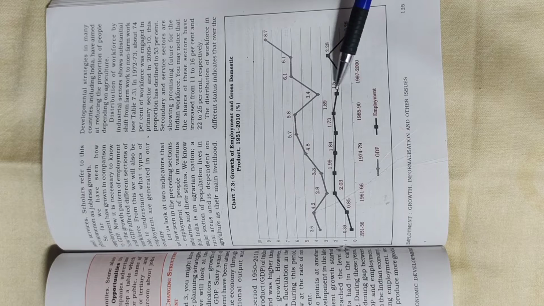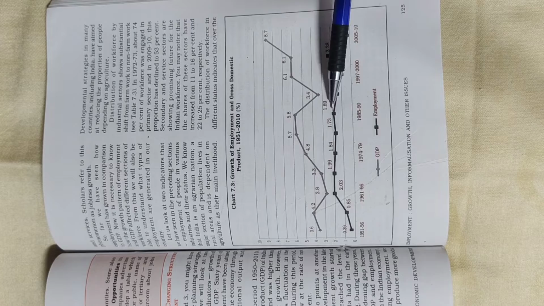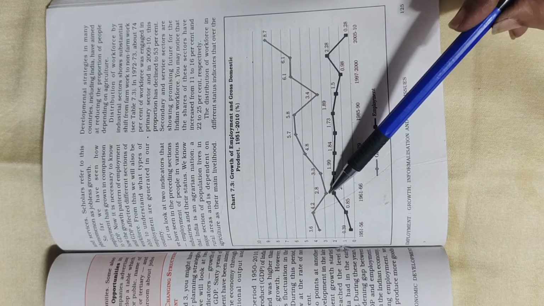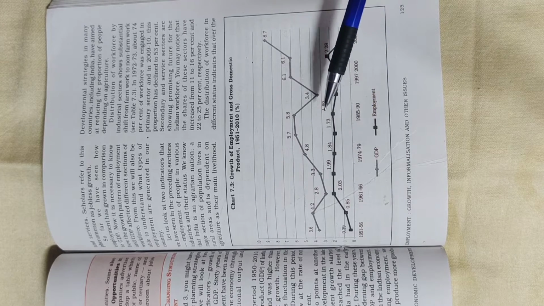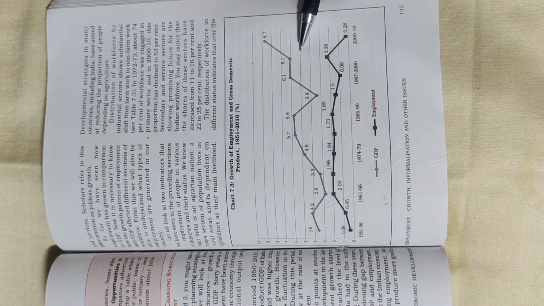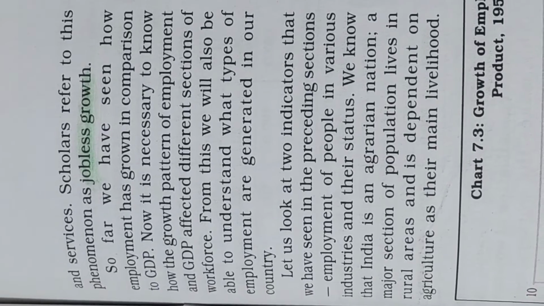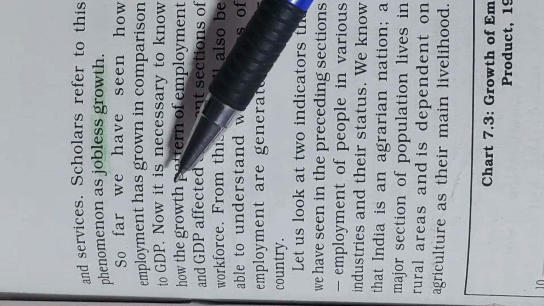During these years, we find a widening gap between GDP and employment. Look at the widening gap. Can you see this? The gap is widening. Only this is the place where the gap was very narrow. So we also find a widening gap between the growth of GDP and employment. This means the Indian economy, without generating employment, has been able to produce more goods and services. Scholars refer to this phenomenon as jobless growth.